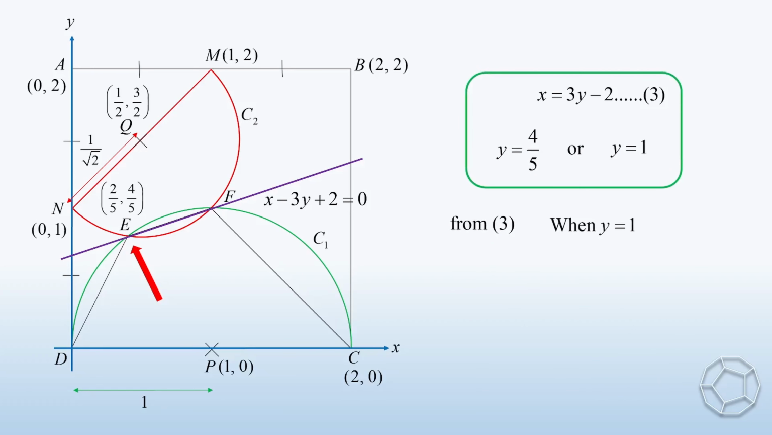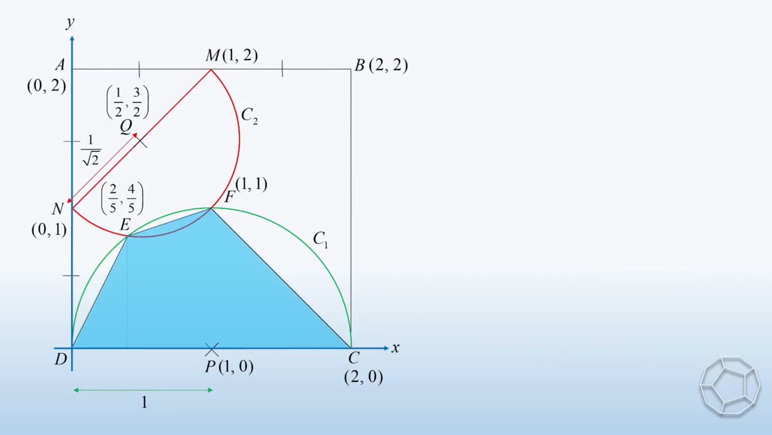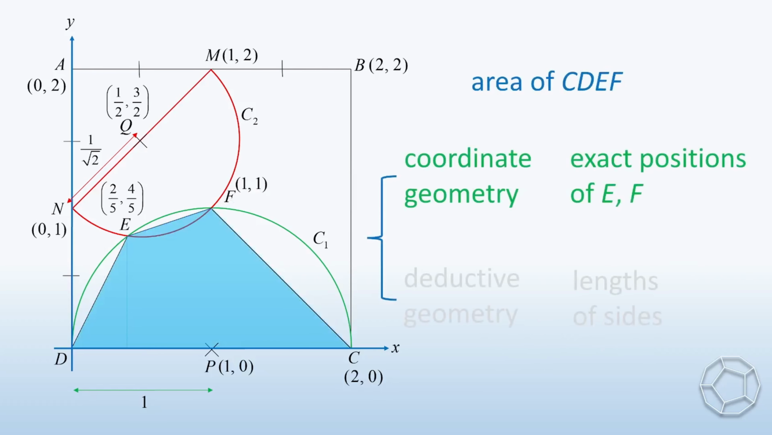When y is equal to 1, x is equal to 1, and that's for the point F. So we'll have the coordinates of both. Great! The positions of the 2 points are solved by equations of circles. How to find the area of CDEF? This is not a very nice quadrilateral.